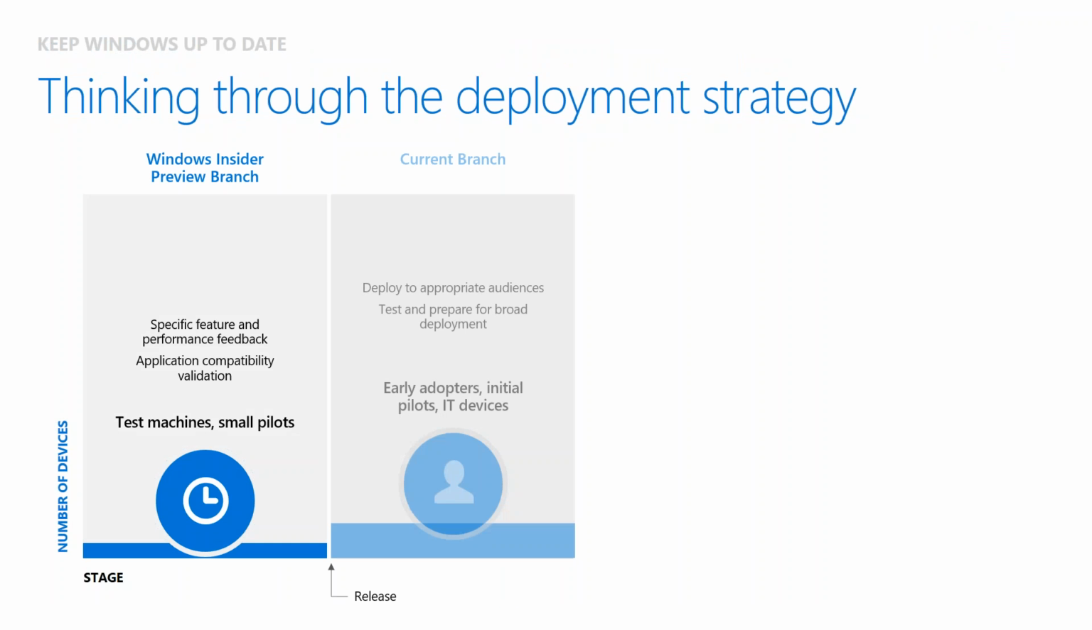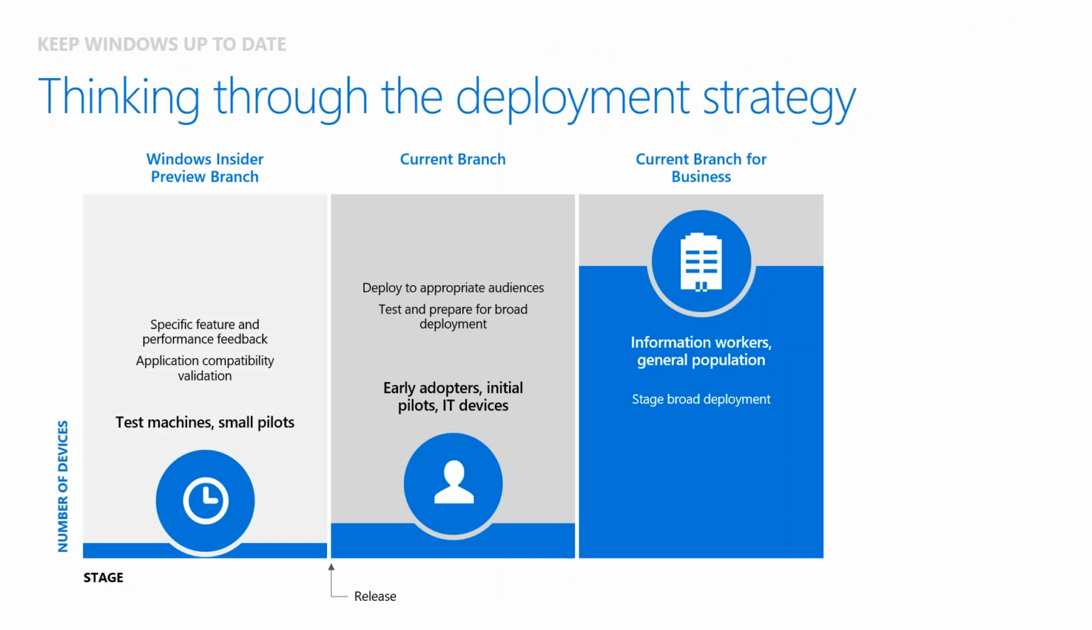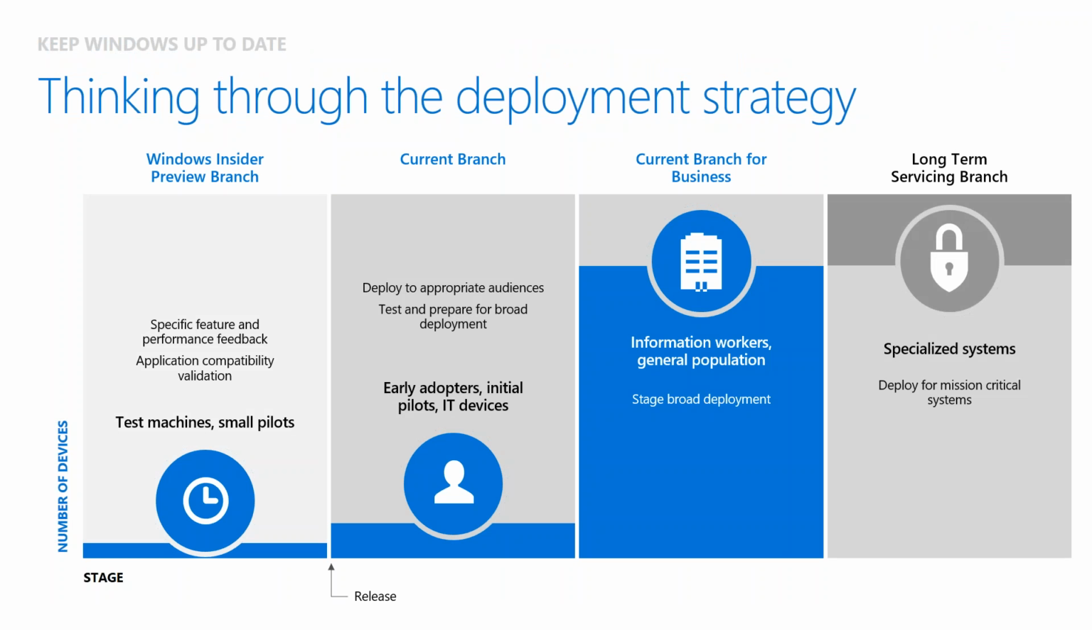So thinking through that deployment strategy, as well as the servicing of Windows and updates, there's what they call different branches here. So you're going to have a Windows Insider branch that's very early release, that's pre-release. You have a current branch for your early adopters, and just making sure that everything's going to work by the time you get to current branch for business, which is really for broad deployment across your organization. So this kind of illustrates that. And then there's long-term servicing branch.